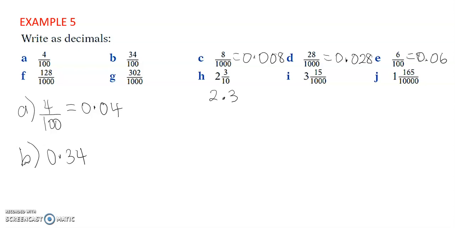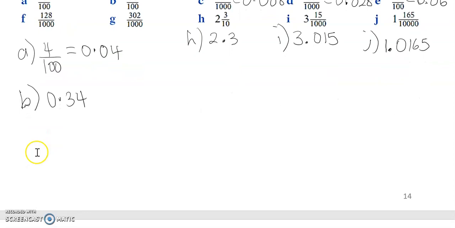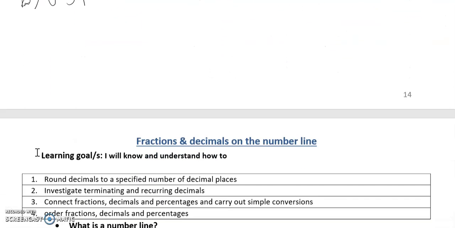What about I, where I've got 3 and 15 over 1,000? Well, again, I've got a 3 as a whole, but I need 15 thousandths. So I'm going to put 0.15 because that's the 3 spots for the 3 zeros. Okay. For J, this means I have a 1 whole point and I have 4 zeros this time. So I need 0, oh, sorry about that. I need 0, then I need a 165 to make those 4 zeros when I rewrite them. Okay. You have a go at the ones we skipped.